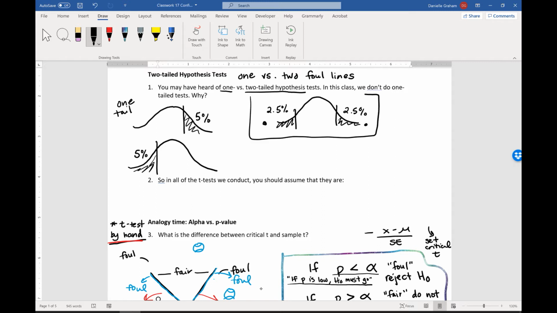In this class, we will always, always be doing two-tailed. We don't do one-tailed. And the reason for that is because we could miss something really interesting if we're doing a one-tailed. The reason we do this testing is because we have some question that we don't know the answer to, and we want to figure out what's going on, right? If we do a one-tailed, we're completely ignoring one side of what could happen. And I don't like that. And most researchers don't like that either.